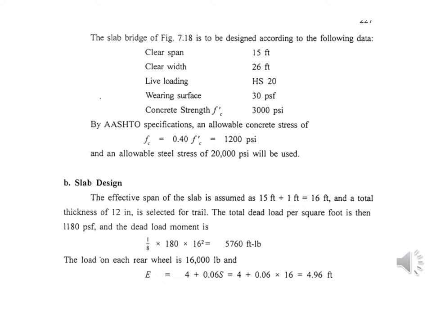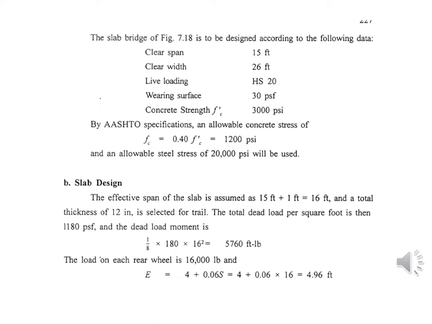The total dead load per square foot is already given as 180 pounds per square foot. Therefore, the dead load moment is calculated as 1/8 multiplied by 180 multiplied by 16 squared, so you get 5760 foot-pounds. The load on each wheel can be calculated. This is 16,000 pounds, and E is equal to 4 plus 0.06 S. The slab data is given in the diagram.